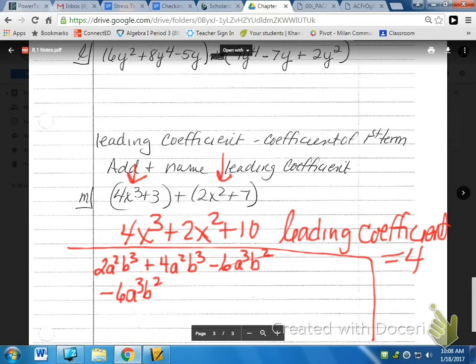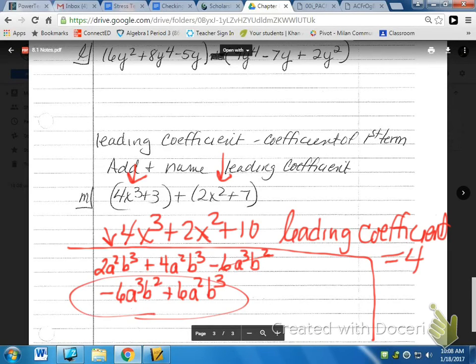Okay, what's my next exponent on a? 2. All right, right here I've got a 2a squared b cubed. Do I have any term that has a squared b cubed? Yes. So I combine them, and you combine them by adding their coefficients. So 2a squared b cubed plus 4a squared b cubed gives us a total of 6a squared b cubed.